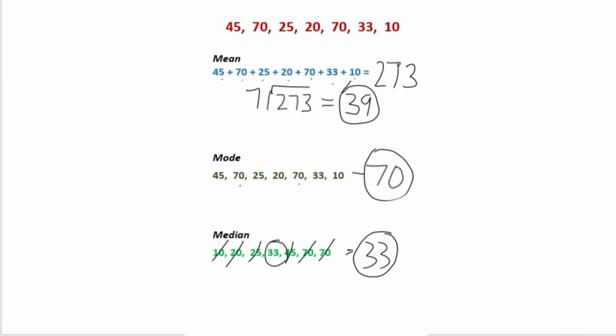If you had 2 in the middle for the median, you would add the two numbers together and then divide by 2. But since our list was an odd number, we were able to get a middle number all by itself. So that's how you would determine mean, mode, and median.